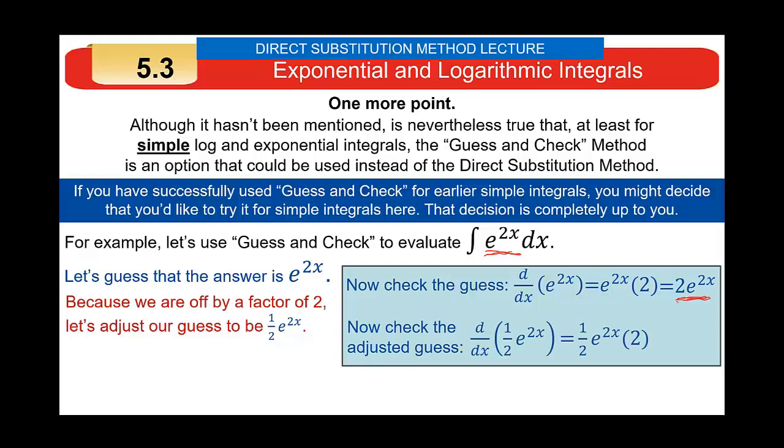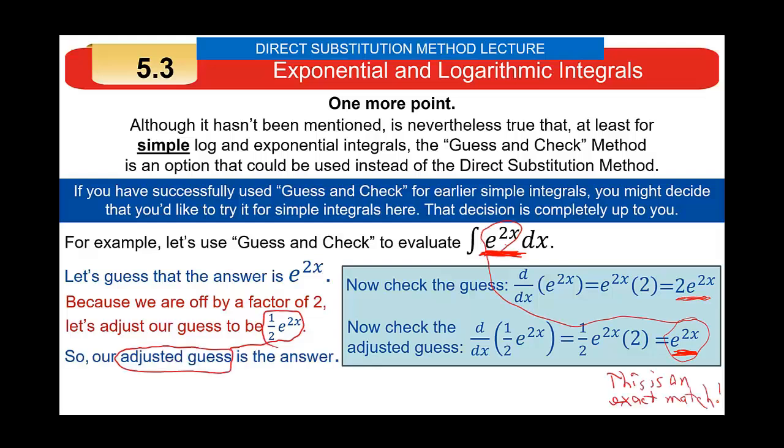Now I've got to check my adjusted guess by taking the derivative of it. Well, the derivative of 1/2 e to the 2x is 1/2 times e to the 2x times the derivative of the exponent, which is 2. But 1/2 times 2 is just 1, and I end up with e to the 2x. Now, my adjusted guess matched the integrand exactly. That means the adjusted guess is correct. My adjusted guess was 1/2 e to the 2x, and because the derivative of it matched the integrand, it was correct. So by guess and check, I know that the integral of e to the 2x is 1/2 e to the 2x plus the constant of integration.